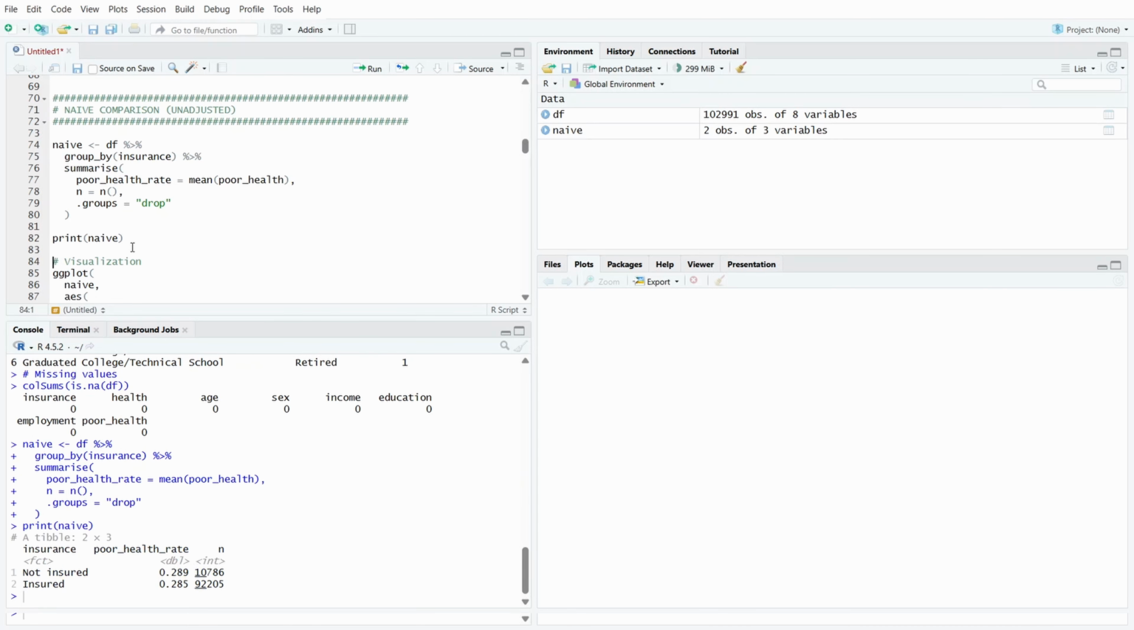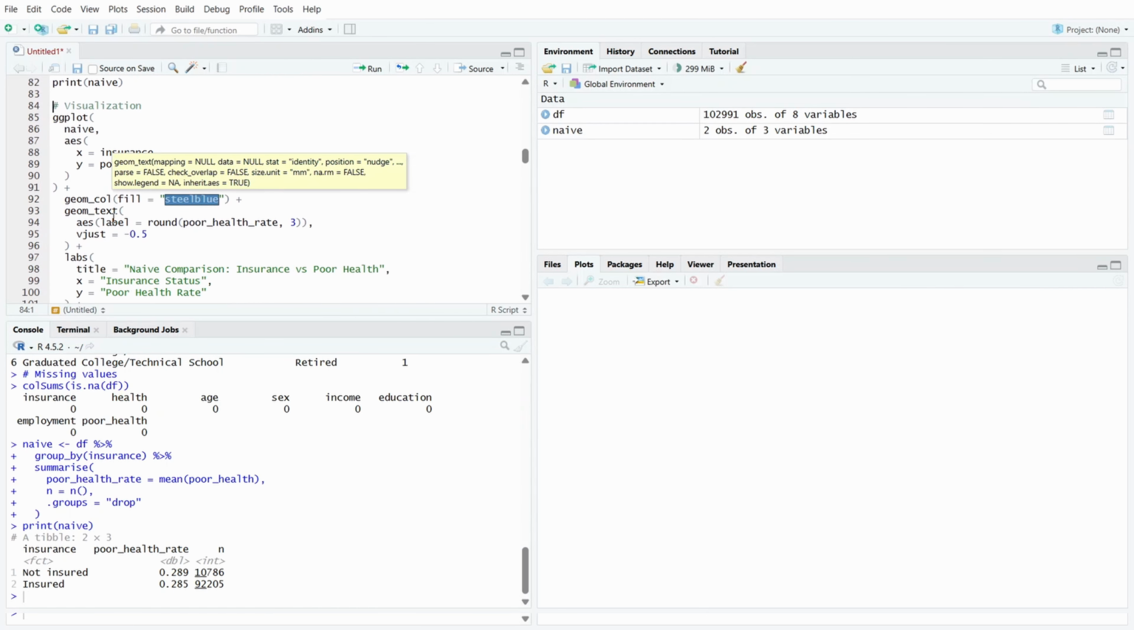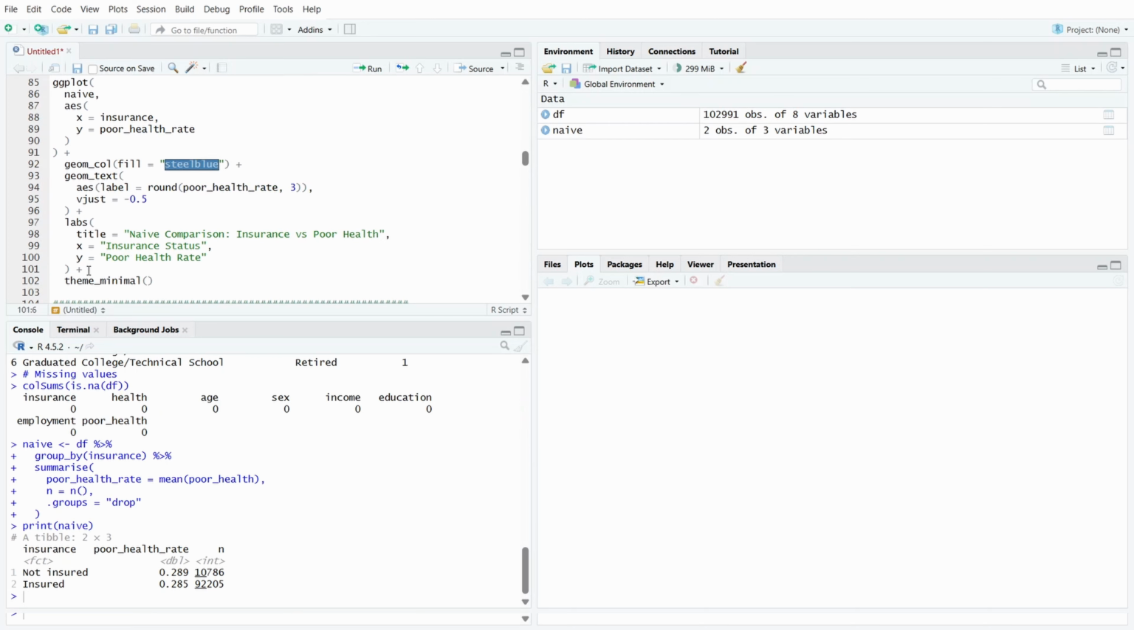Looking at the results, we see that uninsured respondents have a poor health rate of approximately 0.289. This means that about 28.9% of uninsured individuals report poor health. For insured respondents, the poor health rate is approximately 0.285. That means about 28.5% of insured individuals report poor health. The bar chart visualizes this difference clearly.